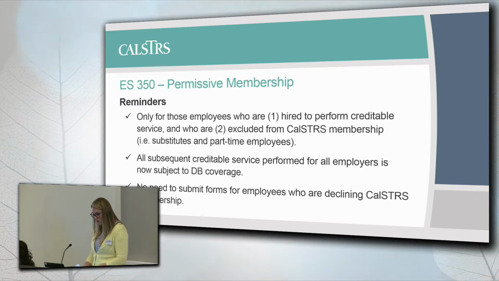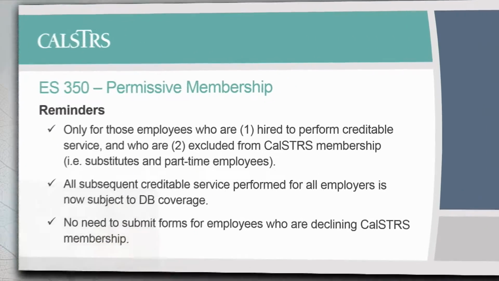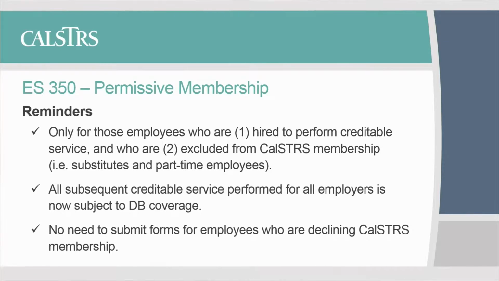So some reminders on this particular form. Again, you should only be providing the ES-350 to those employees who are eligible to make this election. And according to our law, it's really those people who are hired to perform creditable service and those who are excluded from membership in CalSTRS defined benefit programs. So those are your substitutes, your part-time employees, right?